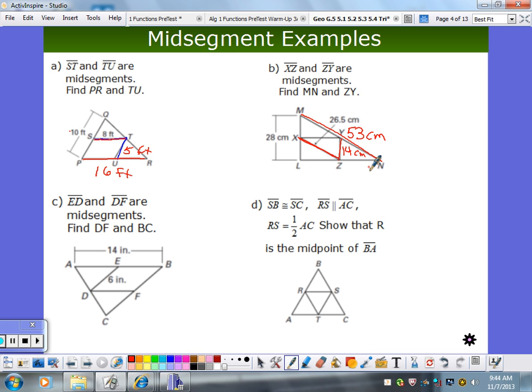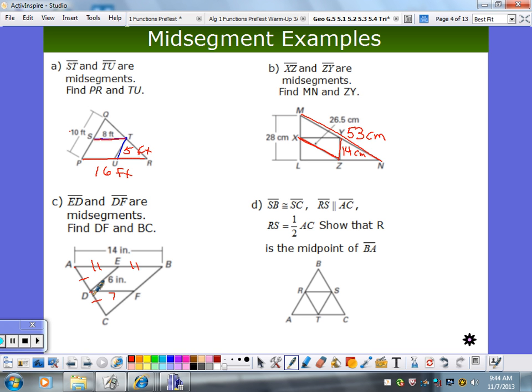Let's look at this one. ED and DF are midsegments. These 2 are midsegments. And usually what I do when I hear midsegment is I just mark it. Why not? Maybe I need to know that. Can't hurt. Let's see, find DF and DC. So here's DF. What's DF going to be? DF right here is a midsegment, so it's half the length of this side. It's going to be 7. It's not necessarily the length of the other midsegment.